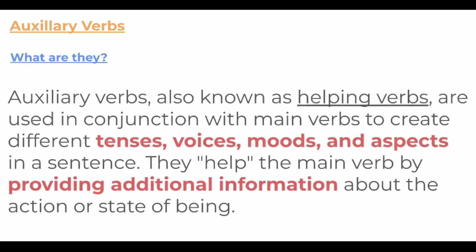Okay, so you have auxiliary verbs then. Now these are a category of verbs. They are known as helping verbs, and they are used with the main verbs like our run or write or eat to create different tenses. So when we think about the tenses later on in this course, we'll rely on our auxiliary verbs, so keep that in mind. Voices, moods, and aspects in a sentence. So they lend a hand by providing additional information about the action or state of being.